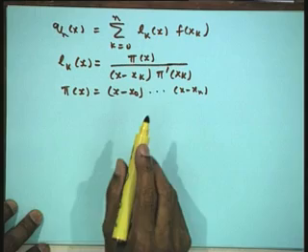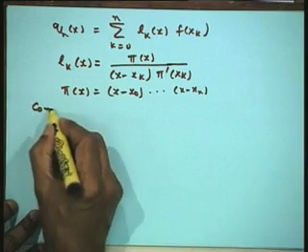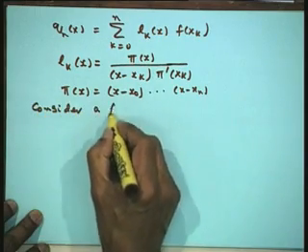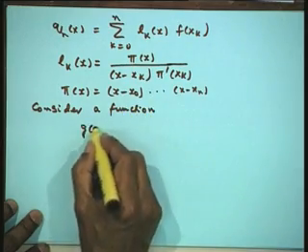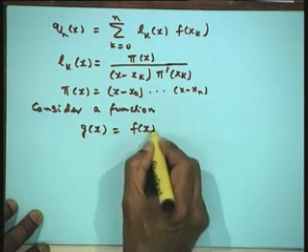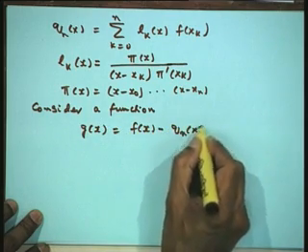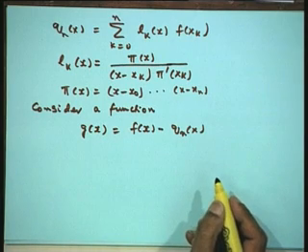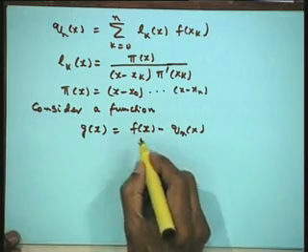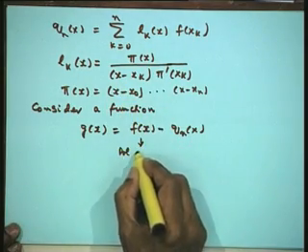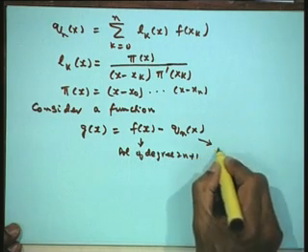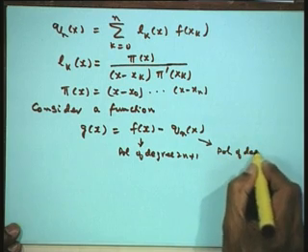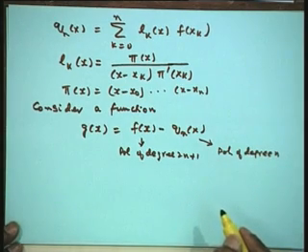Now what we will do is construct a new function. I will consider a function, let us call it g(x), equal to f(x) minus q_n(x). Now we know that f(x), we started with, is a polynomial of degree 2n plus 1, and q_n(x) is a polynomial of degree n.